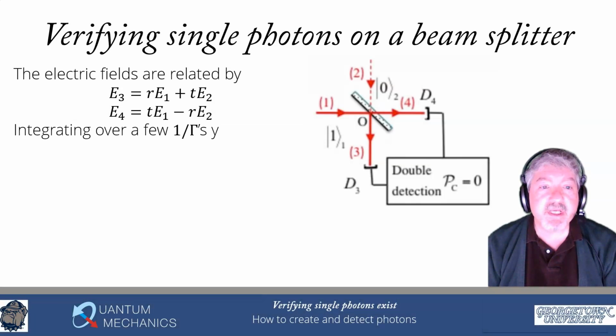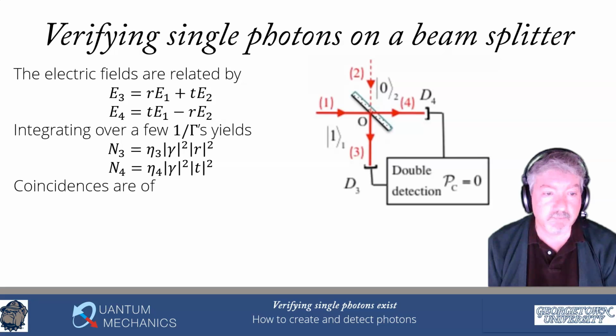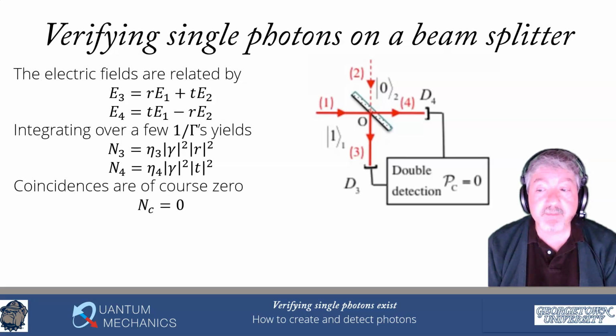Now what we're going to do is integrate that over a few inverse gammas, and what we're going to get is the number that we would detect over that time integration window, which is going to be our measurement window. It is going to be that quantum efficiency eta 3 times gamma squared times r squared in port 3, and the same thing with eta 4 times gamma squared times t squared in port 4. The coincidences are, of course, going to be 0 for working with a single photon state.